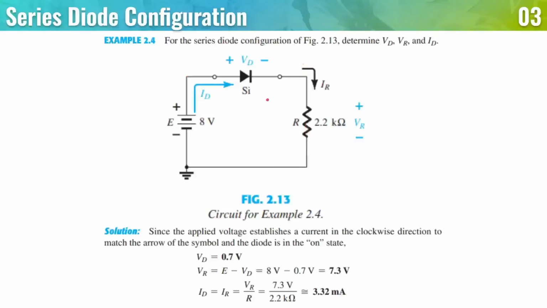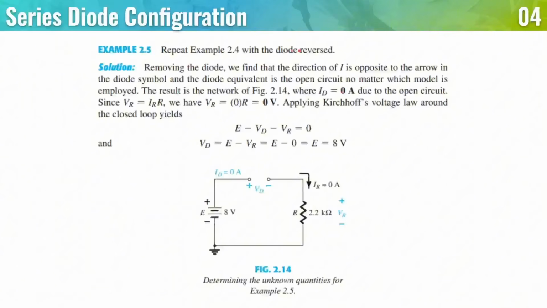So what if this diode is reversed? It says here, if the diode is reversed, we find the direction of I is opposite to the arrow in the diode symbol. According to the models we had earlier, we can now replace the diode with an open switch. The result is that in the network, the current across the diode is 0 amps due to the open circuit. It also has a voltage of 0 for the resistor.